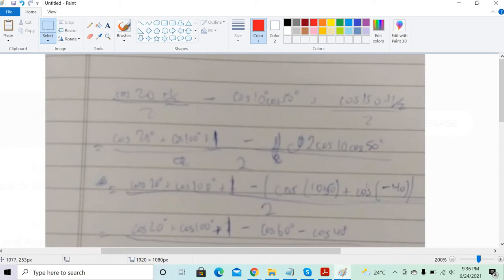And 1 by 2. Okay, 2 cos 10. Okay, so this looks fine. How is it wrong, sir? It's correct, no? Yeah, it looks correct only. So 2 cos, yeah, 1 plus cos 2 theta by 2. So 1 by 2.